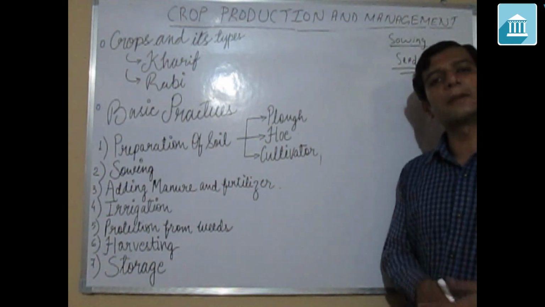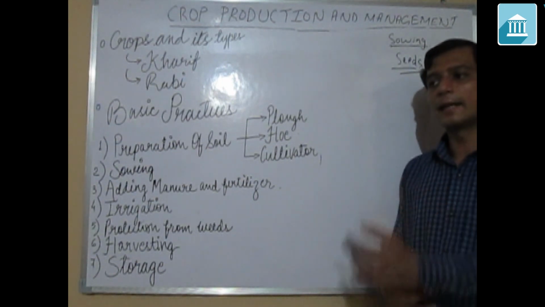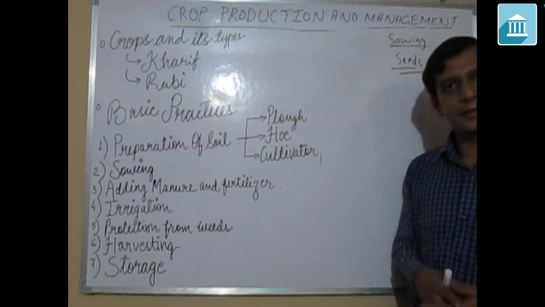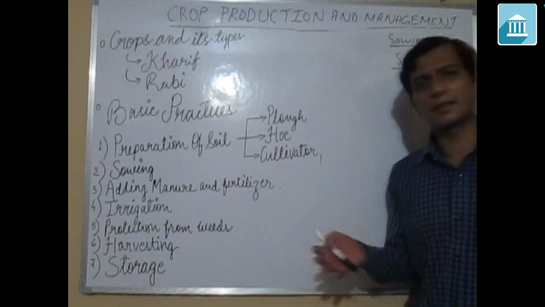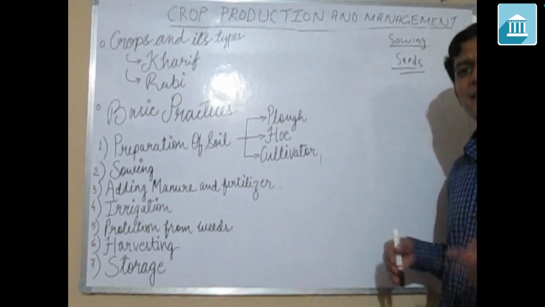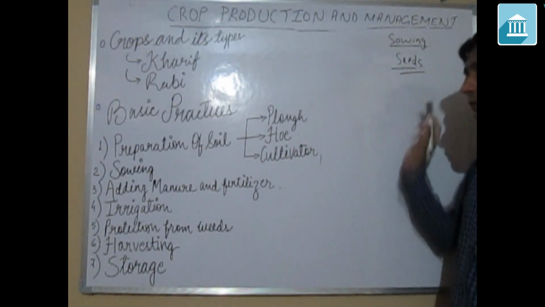From this they identify that this part of the crop is good and this part of the crop is bad. This is a simple way to check whether the crop is good or bad. So this is an example.